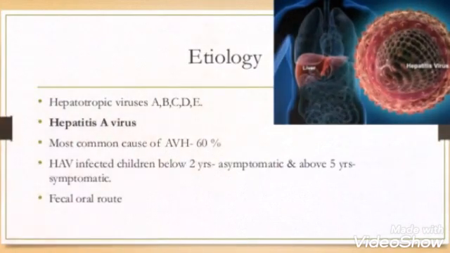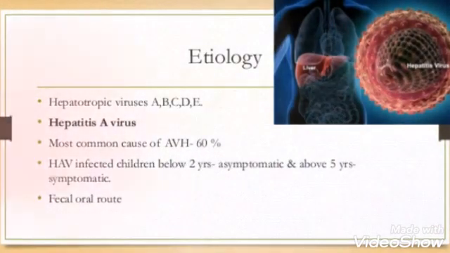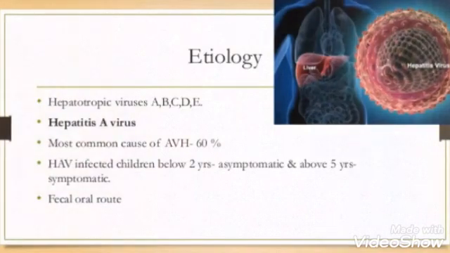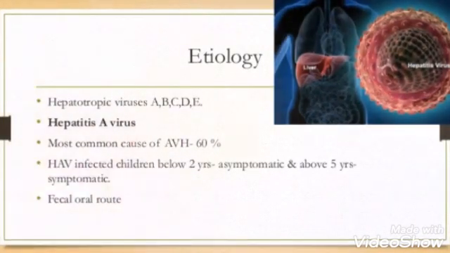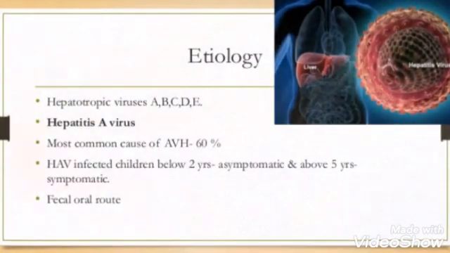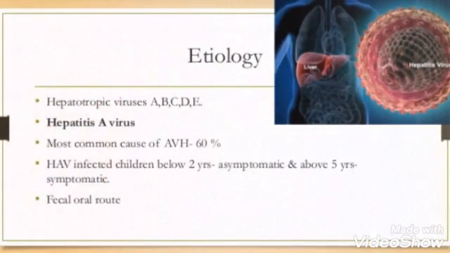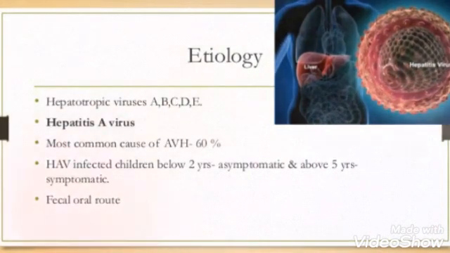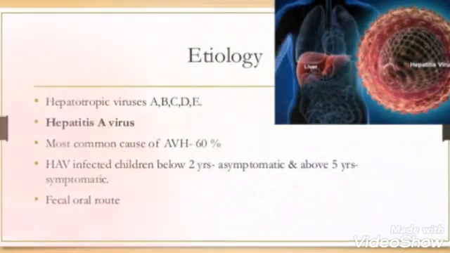HAV infected children below 2 years are asymptomatic and above 5 years symptomatic. That means when children below 2 years get affected, it is very difficult to find the cause because symptoms are almost unknown. Then above 5 years, children start showing symptoms. Then the route is the fecal-oral route.